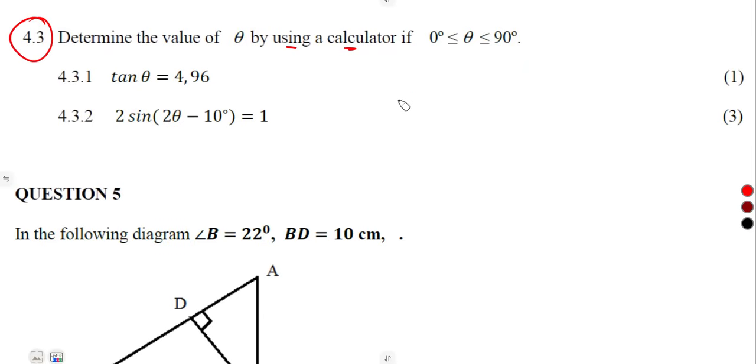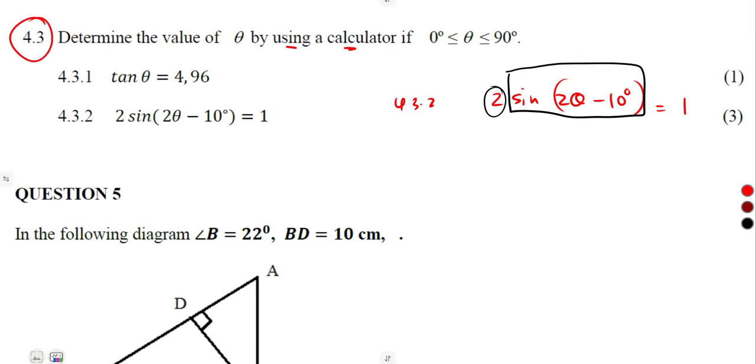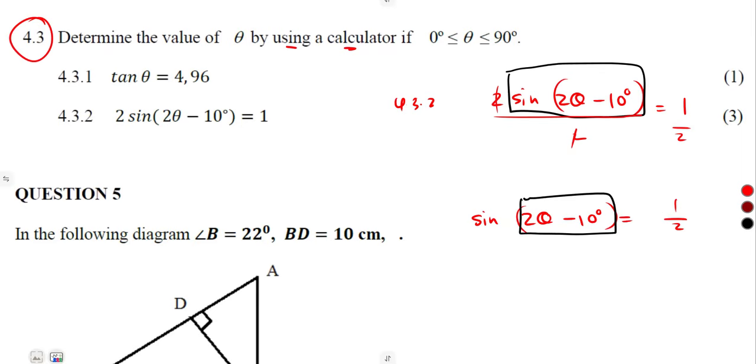All right. Then 4.32, we have 2 sine 2 theta minus 10 degrees is equal to 1. So we need the sine of the angle, so we must get rid of this 2, which is multiplying. So divide by that 2. This was going to cancel. So sine 2 theta minus 10 is equal to 1 over 2. So to get the angle, this one, 2 theta minus 10, it is equal to arc sine of 1 over 2.